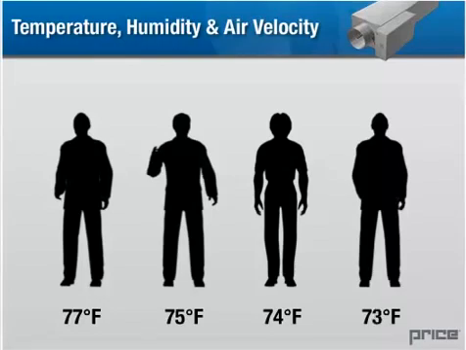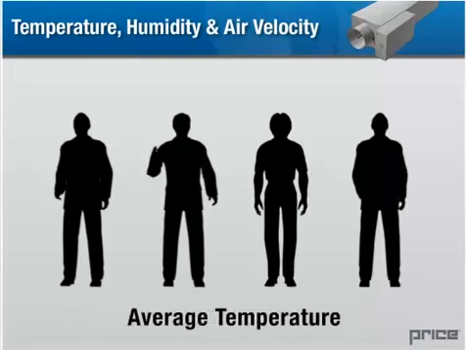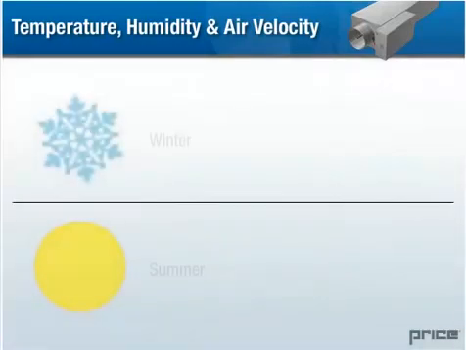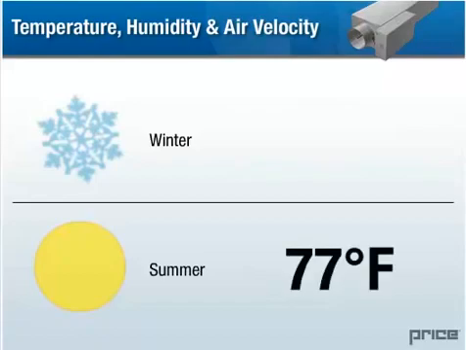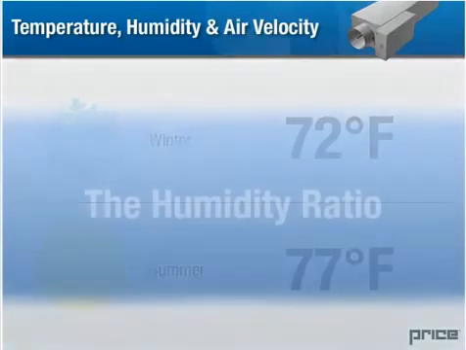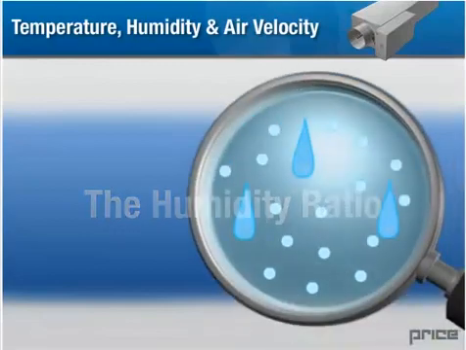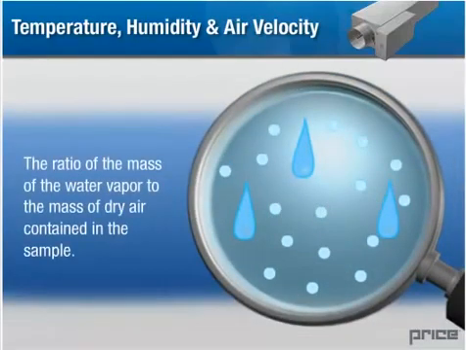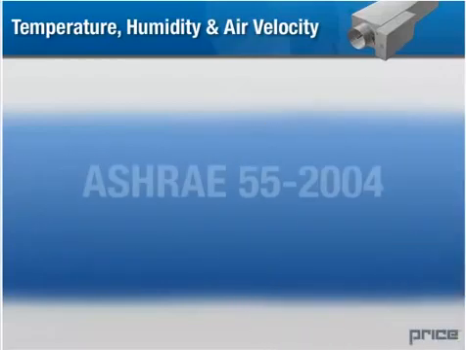Any attempt to define the best temperature or humidity relies on statistics. As each person has a unique perspective on what constitutes thermal comfort, ASHRAE recommends that the HVAC designer aim for 80% occupant satisfaction. After extensive testing, ASHRAE has found that at least 80% of the population is comfortable if the air temperature ranges from 77 degrees Fahrenheit in the summer to 72 degrees Fahrenheit in the winter. The humidity ratio. This refers to the ratio of the mass of the water vapor to the mass of dry air contained in a sample.